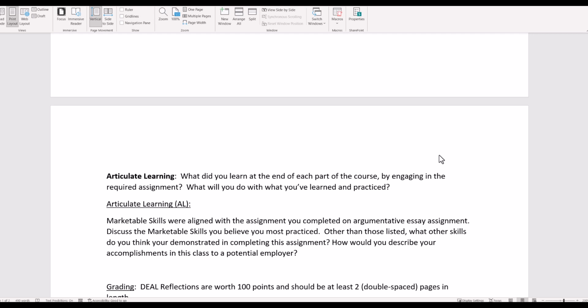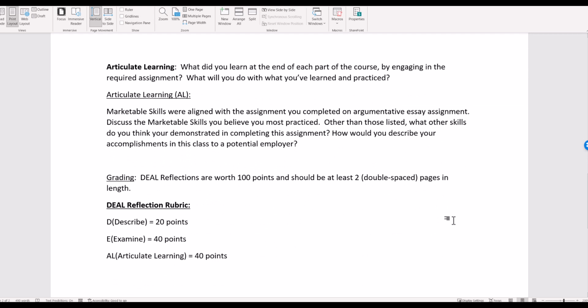Marketable skills were aligned with the assignment you completed on the argumentative essay assignment. Discuss the marketable skills you believe you most practiced. Other than those listed, what other skills do you think you demonstrated in completing this assignment? How would you describe your accomplishments in this class to a potential employer?